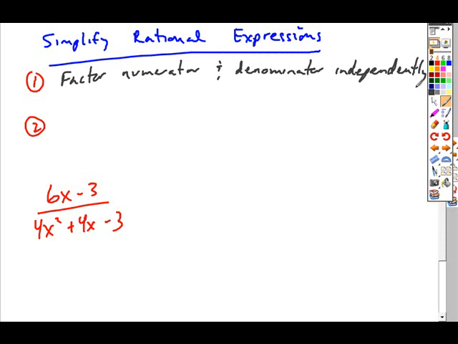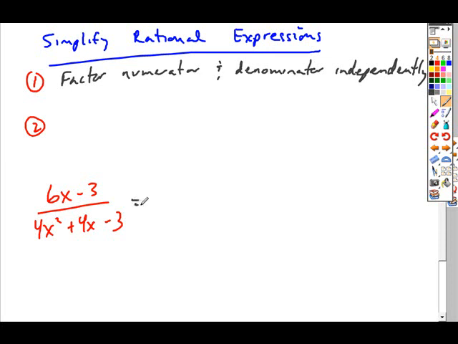So what you have to understand, one of the common mistakes made in simplifying fractions is to think that this -3 and this -3 can cancel. And that doesn't happen in the first step. The first step has to be factor your expressions. You can't cancel anything until after the factoring occurs.